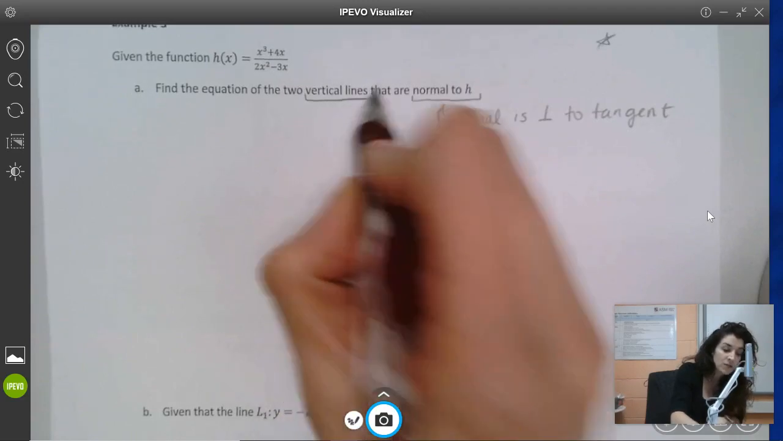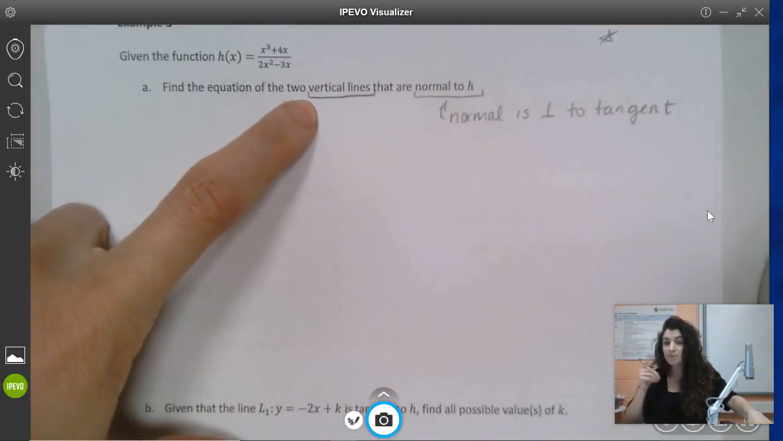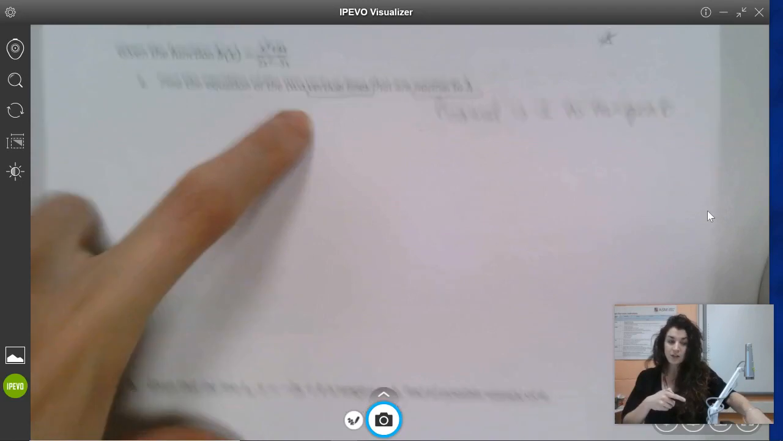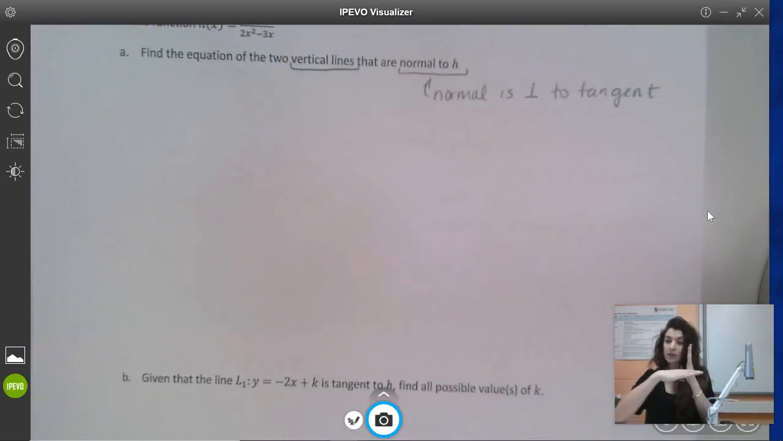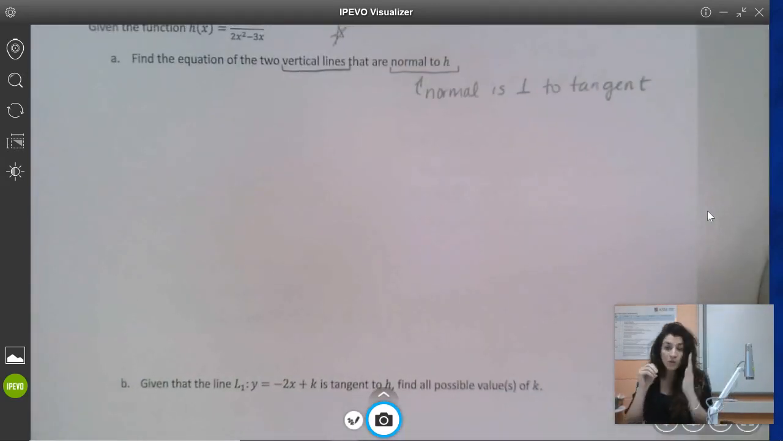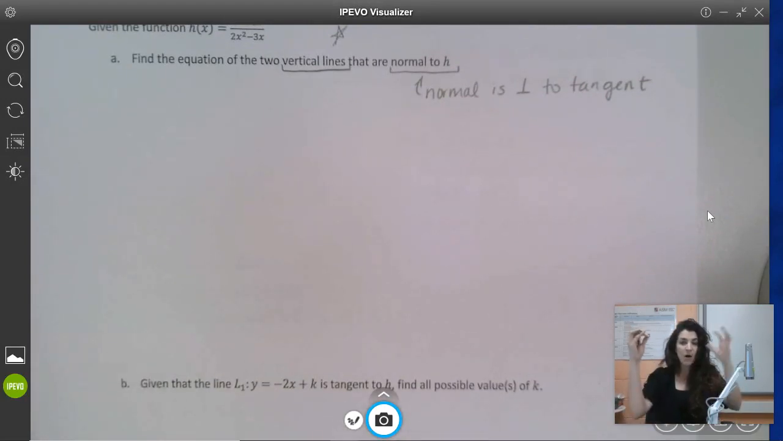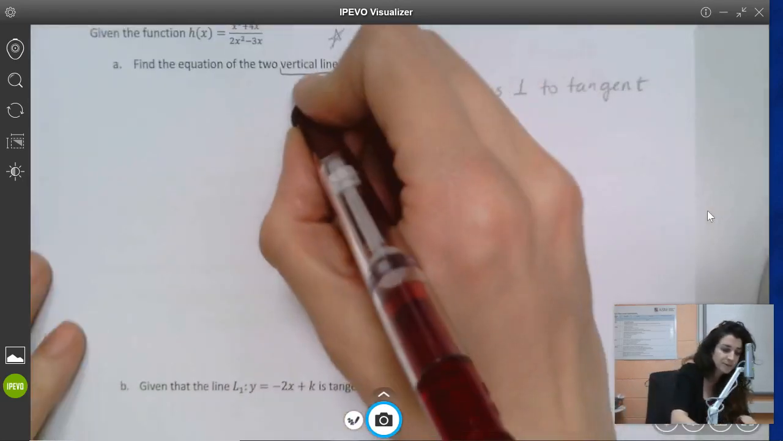Two, but let's just focus on one right now. A vertical line that is normal to that. So a vertical line that is perpendicular to the tangent. So if the normal is vertical, then your tangent must be what? If your normal is vertical, then your tangent must be horizontal. So using those backwards pieces, bringing all of these pieces together and saying, okay, well, I know that my normal is perpendicular to the tangent. And if my normal is vertical, then my tangent must be horizontal.